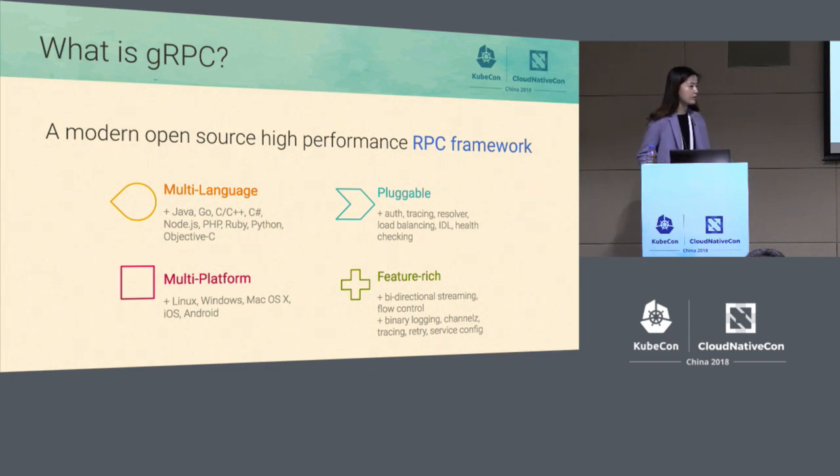We design our API carefully to make our components pluggable, so users can choose the implementation or even implement their own stuff that best suits their needs. One more thing to highlight about gRPC is its rich features. We have core features like bidirectional streaming, flow control, and many other add-on features like binary logging, channelz, tracing. So it can help users better manage, configure, or debug the applications based on top of gRPC.